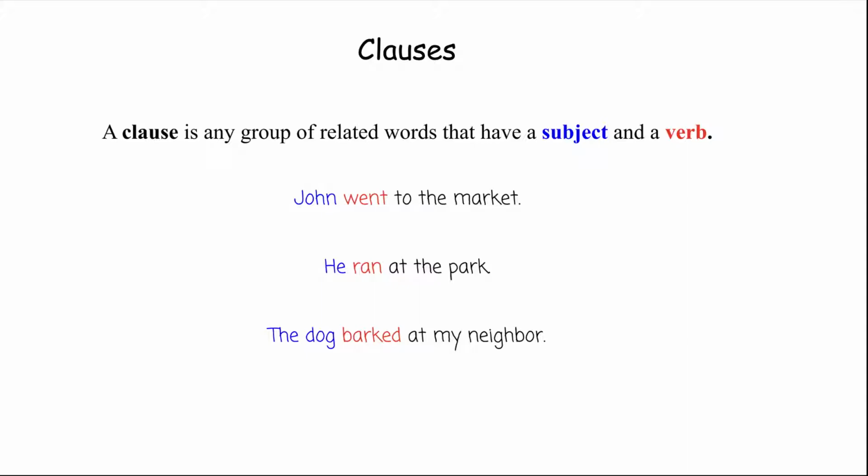He ran at the park. We have he and ran for our subject and verb. The dog barked at my neighbor. All of these have a subject and verb, so these are clauses.